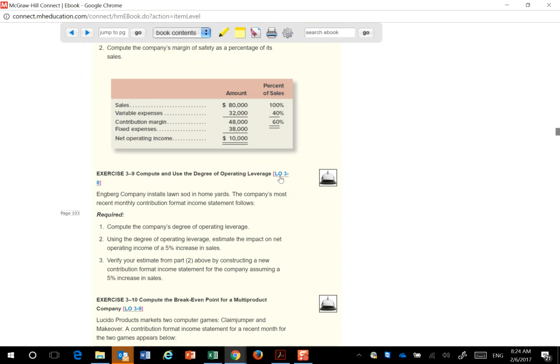You can see this is the learning objective 3-8. So you'll want to study more about 3-8 because if I put it in the homework, chances are pretty good that you'll see it on the midterm.